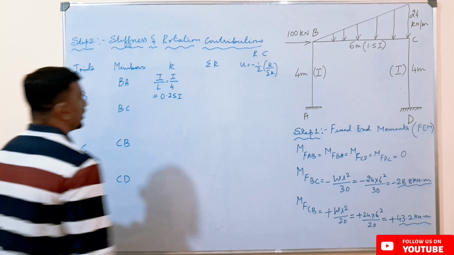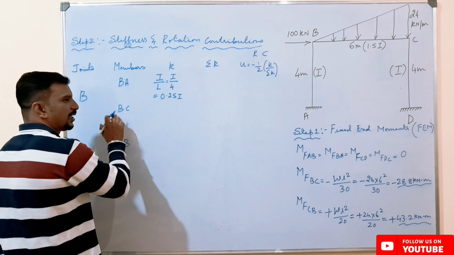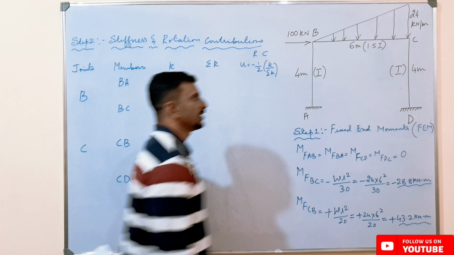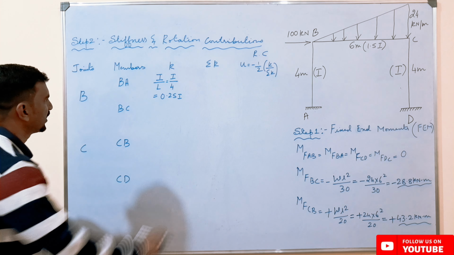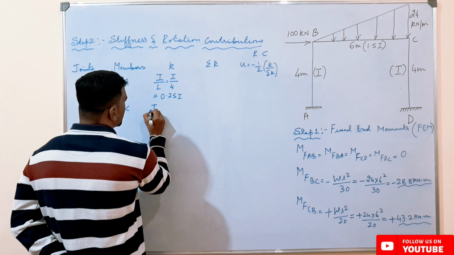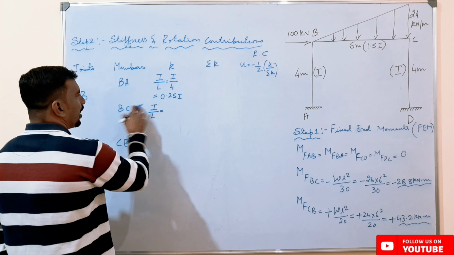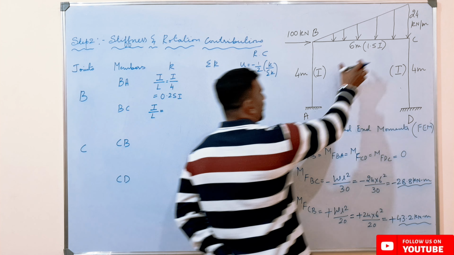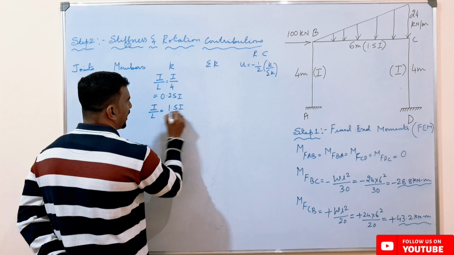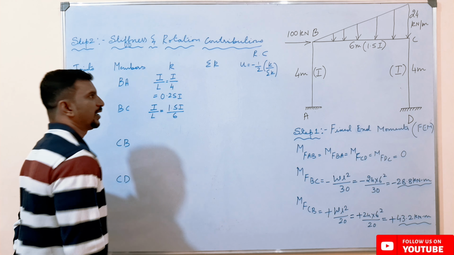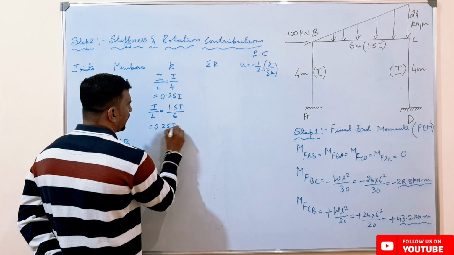0.25 I. Now if we take the member B to C, B is the near end and C is the far end, and since C is an intermediate support over here, an intermediate support is also considered as a fixed support, so the stiffness will be equal to I upon L. The value of I they have provided here for member BC is 1.5 I. So 1.5 I upon the total span here, which is 6 meters, gives a value of again 0.25 I.